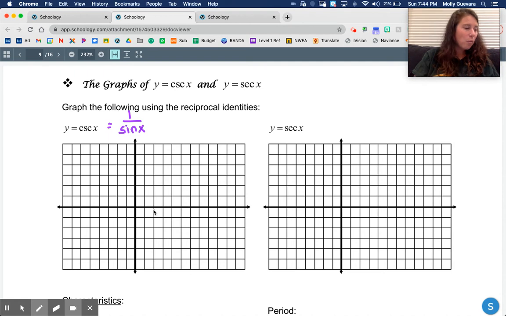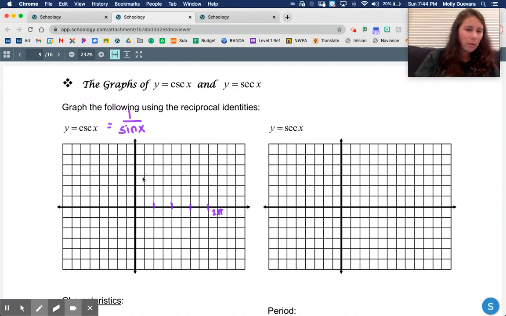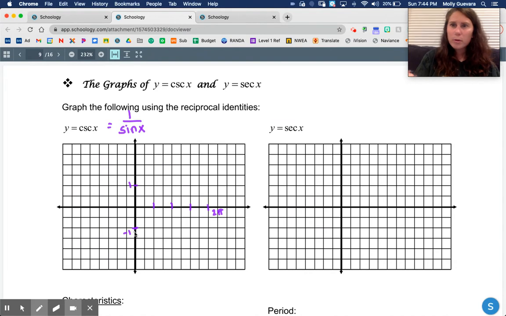So what we're going to do first here is graph sine of x. So I'm going to do 4 tick marks, so that's a full period. I'm going to label this 2 pi because that is the period of sine. Okay, and then I'm going to do double. I'm going to call this one 1 and this one -1, just because I want this graph to be a little bit more visible.